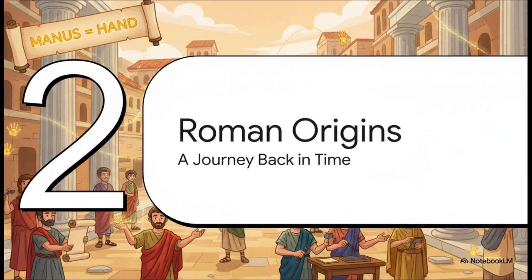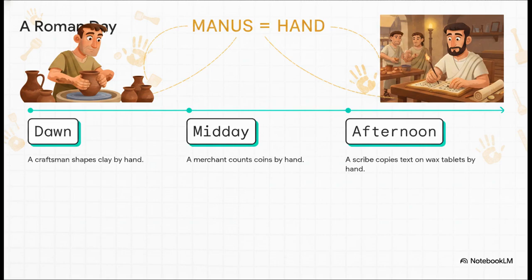Moving on to part 2, Ancient Roman Origins, a journey back in time. Let's actually immerse ourselves in a typical day in ancient Rome to see just how foundational this was. Picture this. At dawn, a craftsman begins his morning shaping wet clay into a beautiful piece of pottery with his bare hands. Fast forward to midday, in a noisy, bustling marketplace, a merchant is carefully counting out heavy copper coins by hand. And by late afternoon, surrounded by the smell of melting wax, a scribe sits quietly, painstakingly copying legal texts onto tablets by hand. Whether it was a soldier holding a shield or an artist laying a mosaic, the Romans used one simple word for all of these everyday physical actions: manus.